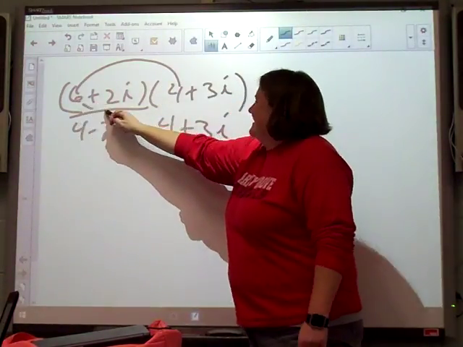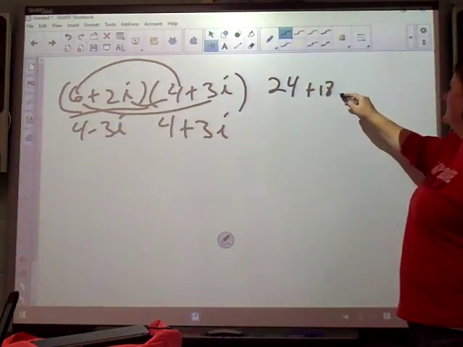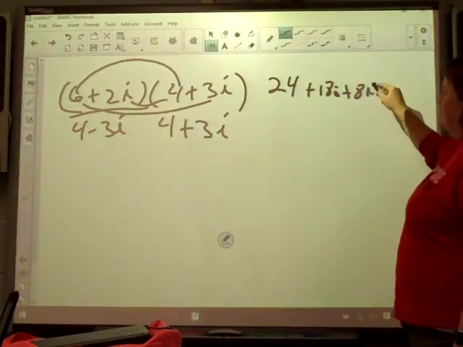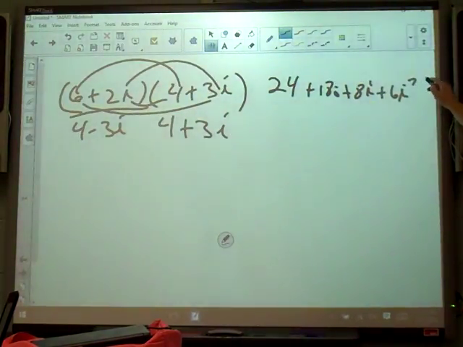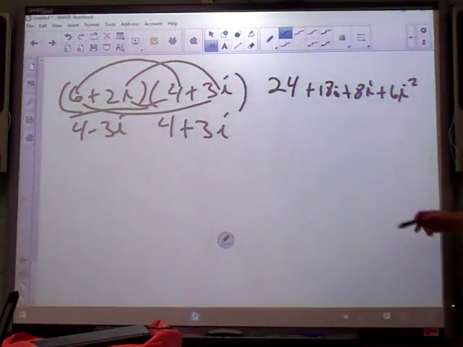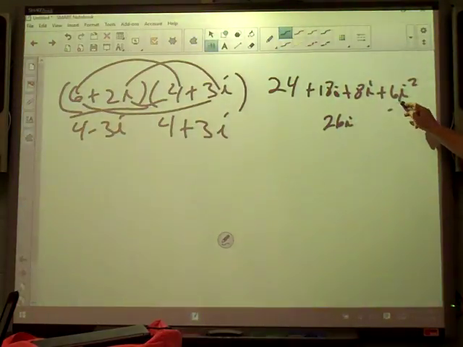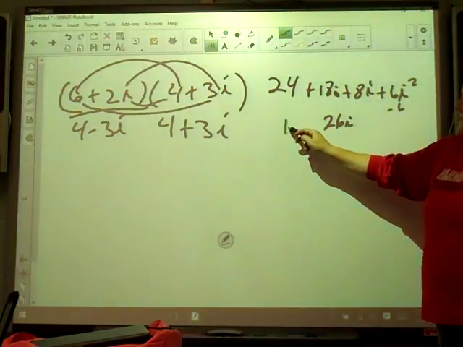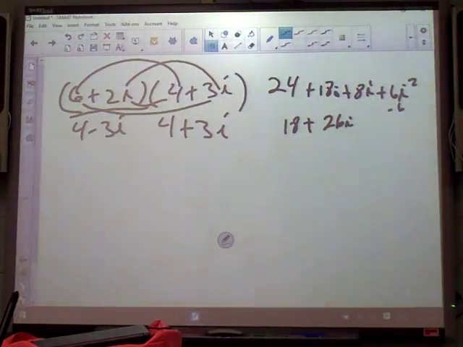24, 18i, 8i, 6i squared. Let me go ahead and clean all that up before I multiply the bottom. That'll be 26i. This will be minus 6. So 24 minus 6 will be 18. Is that what y'all got for the numerator? Makes sense? Alright, now when we start foiling on the denominator, you should see those i's canceling out.